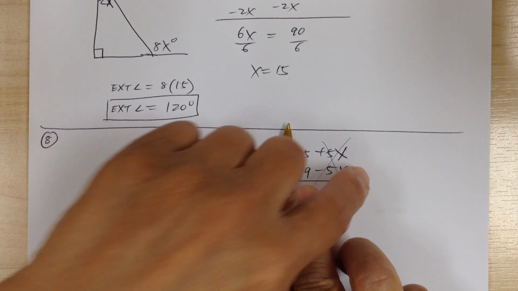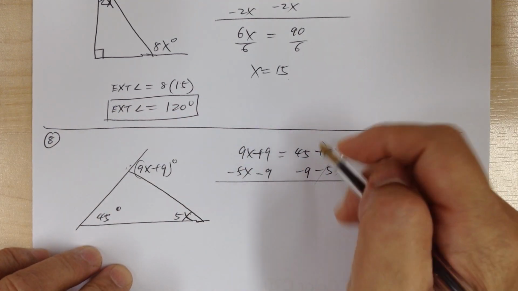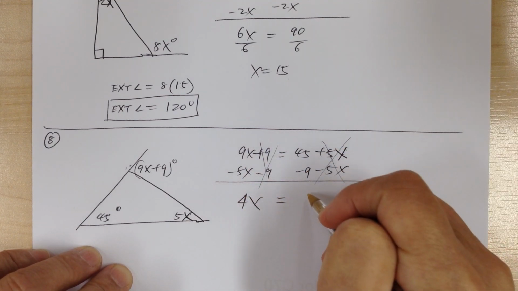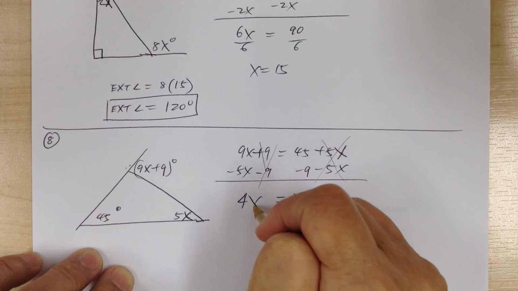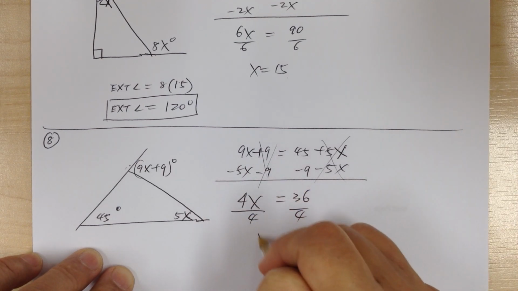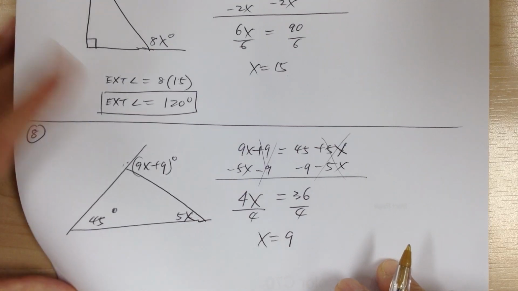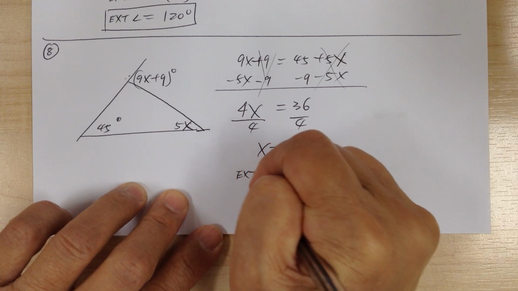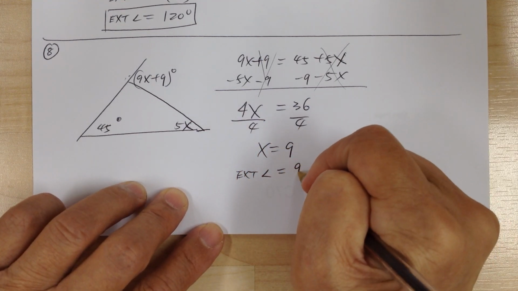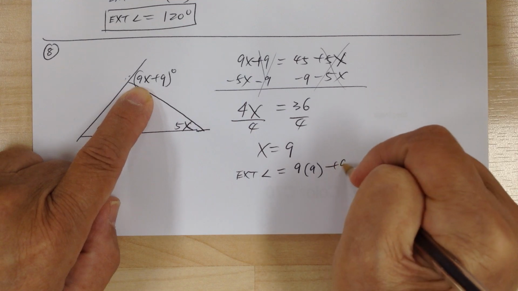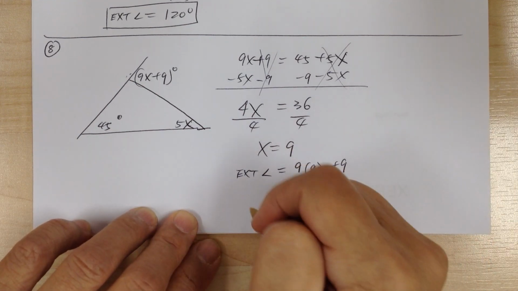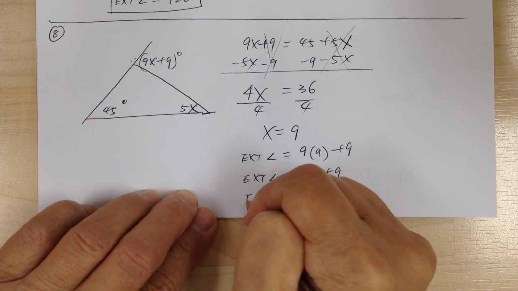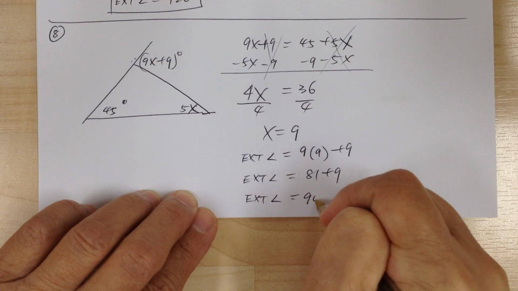Whatever you do on one side, you have to do exactly the same thing on the other side. So this will cancel out, and I got 4x equal to 36. Divide by 4, so x equal to 9. Again, don't just box that because it asks you for the exterior angle. So exterior angle equal to 9x plus 9, which is 81 plus 9. So exterior angle equal to 90 degrees.